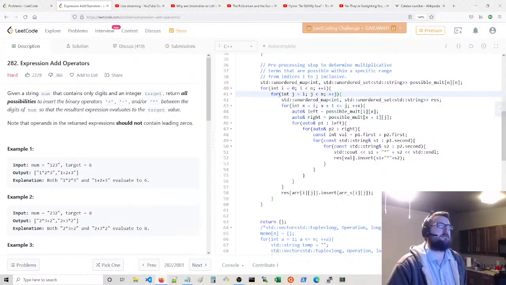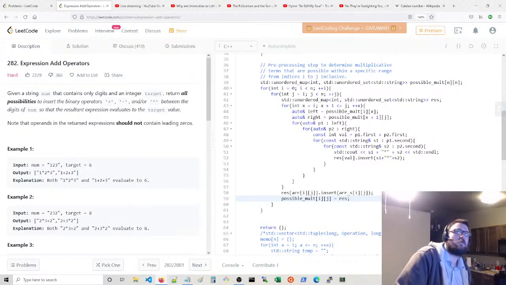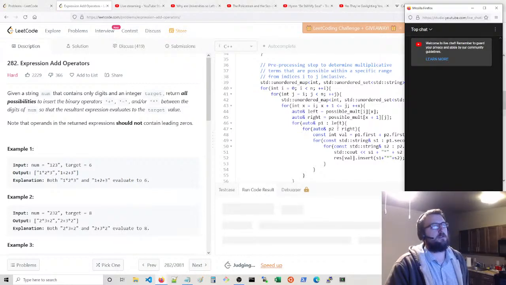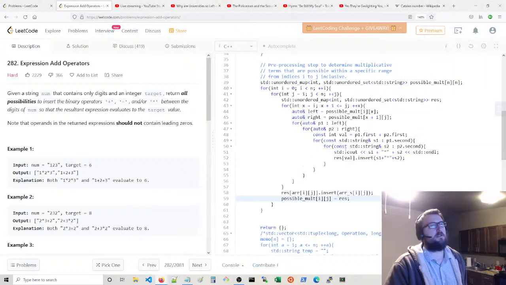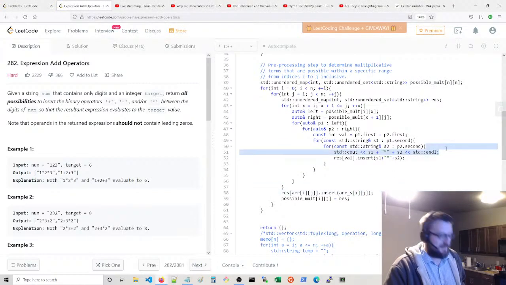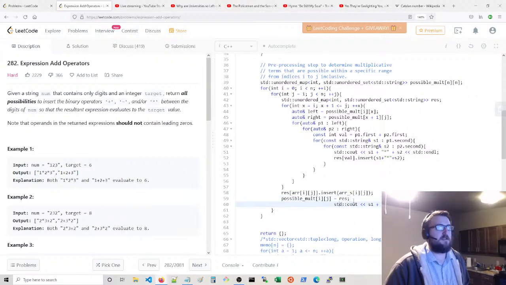Oh, that's because we need to actually set possible mult ij equal to the result. And set that map at that point. Is that what we need to do? I don't know. I don't know. What is even going on here? This is so confusing. All right. Sure. This is really quite the program we're writing here.